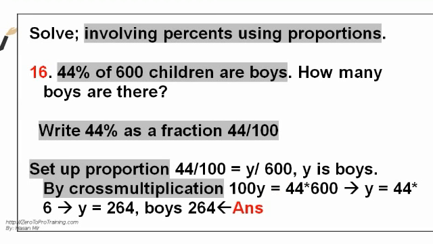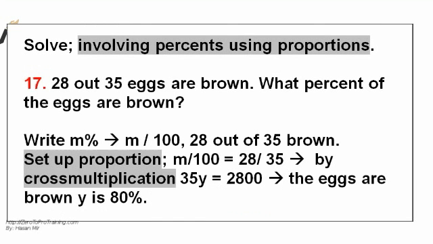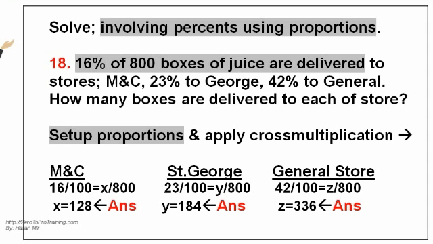Next, solve proportions using cross multiplication. 16. 44 children are boys. Set up proportions. Result: 264 boys. Next, solve proportions. 28 out of 35 eggs are brown. Set up proportions using cross multiplication. 80% of eggs are brown.